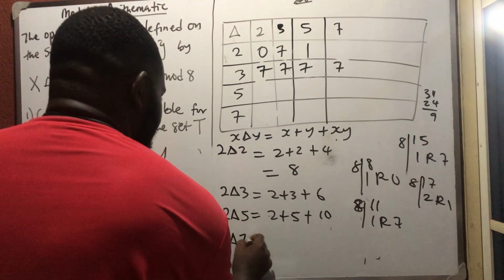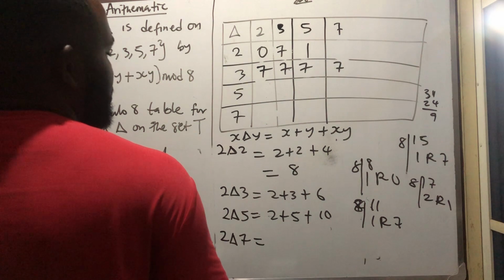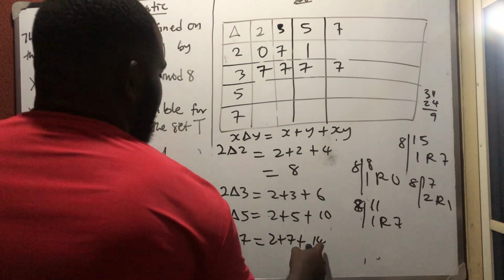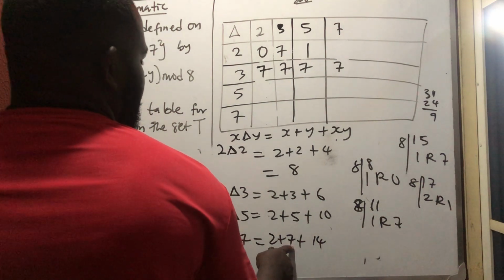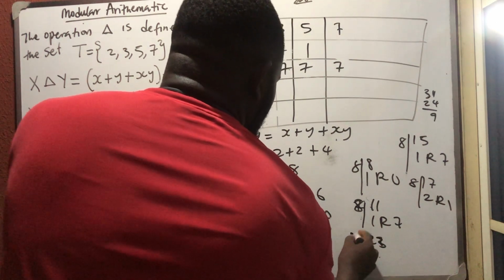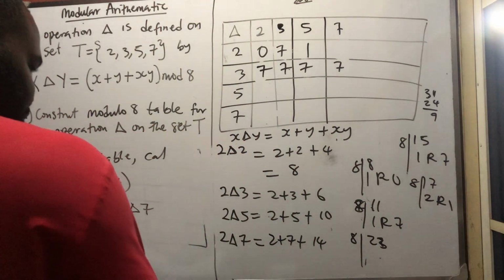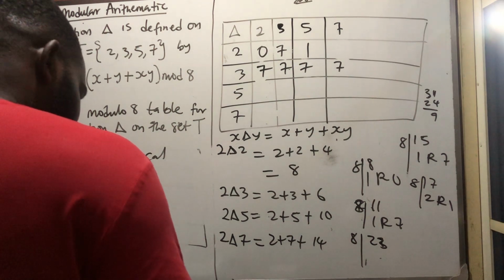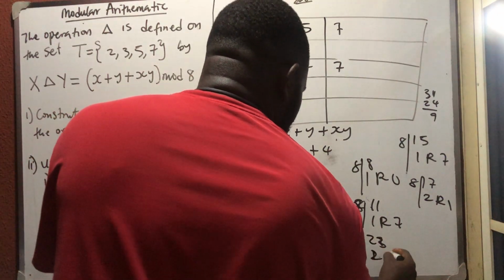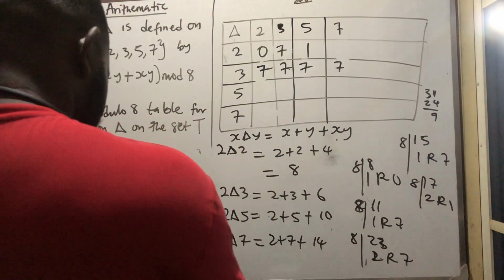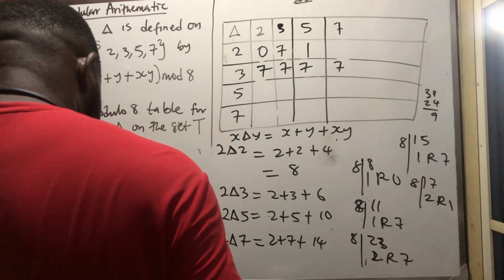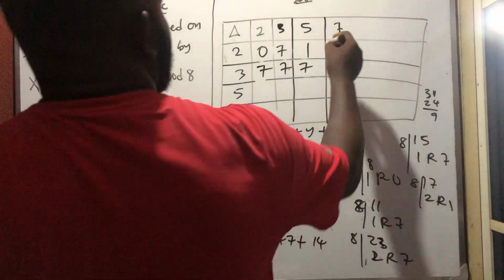So the next one I'm having is 2 operates on 7. 2 operates on 7 gives me 2 plus 7 plus 2 times 7, 14. 14 plus this is 21, 23. So I'm having 23. And 23 divided by 8, I'm having 2 remainder 7. So I'm having 7 here.